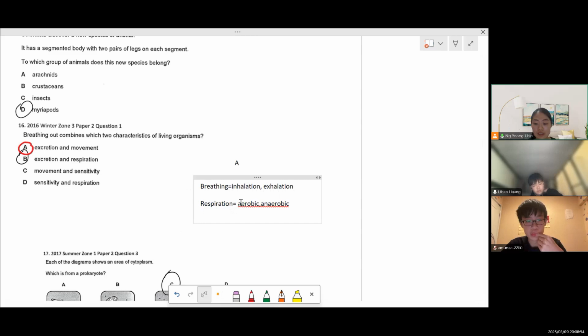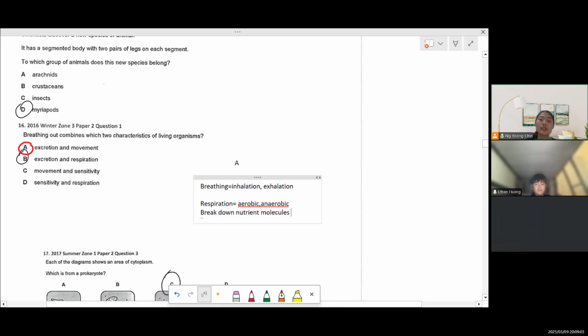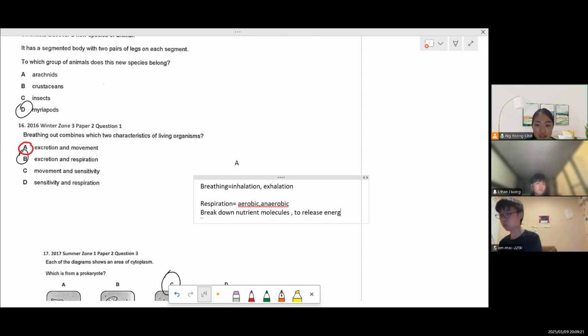So respiration is a kind of chemical process which breaks down nutrient molecules, such as glucose. Why do they need to break down nutrient molecules? Because inside the nutrient molecule, it contains energy. For example, there's energy stored inside the glucose molecule. So you want to break the glucose molecule in order to release energy. So this is the difference between these two terms. And then breathing out.